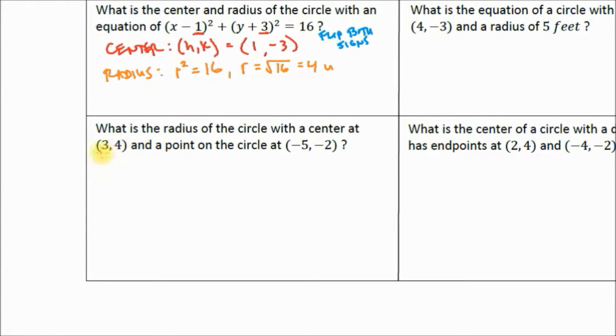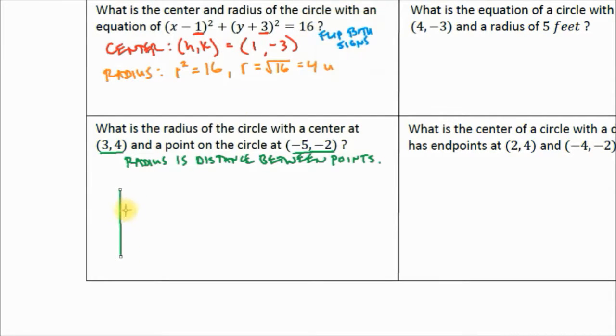If this is our center and this is a point on the circle, or on the circumference, that means the radius is the distance between these 2 points. Now that's only true if one of these points is the center and the other one is a point on the circle. Now if we want to draw a quick diagram so we can see this, I will try to quickly sketch this for you.